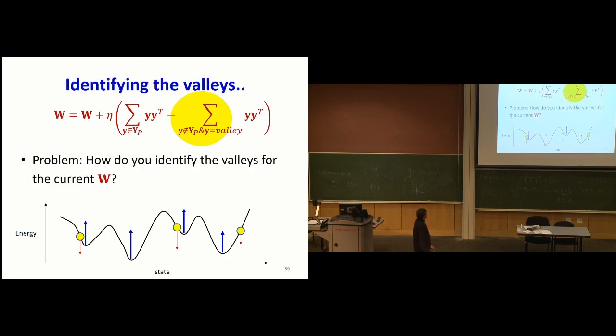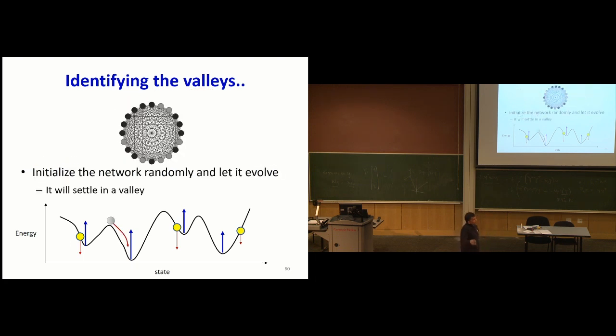How do I actually identify valleys? Now, to be able to do this, I have a current W. I must identify the valleys. So how do I do that? Very simple. I initialize the network randomly and let it evolve. If I initialize the network randomly and evolve, it's going to end up in a valley, right? So I do this a bunch of times. I collect my valleys and I push them up. That's about all I have to do.